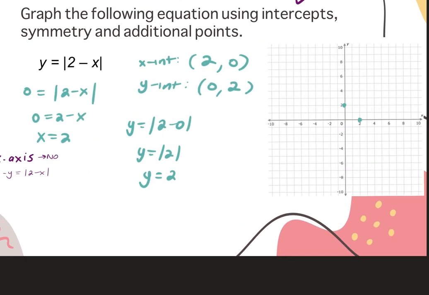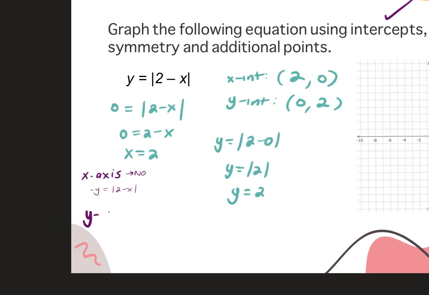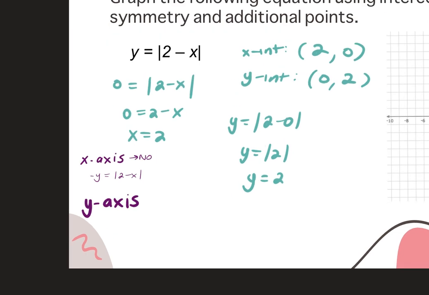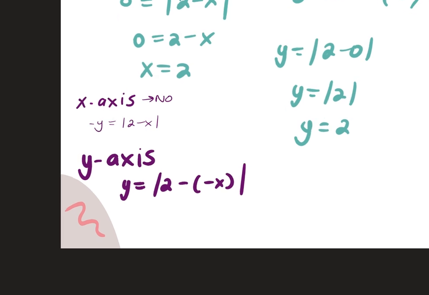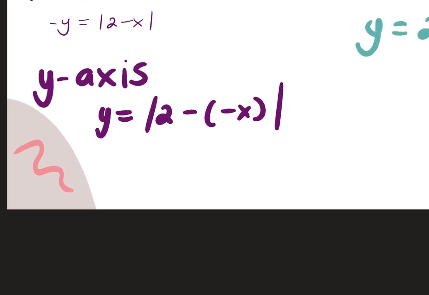Now I test for y-axis symmetry. And to do that, I make my x negative. What happens to 2 minus a negative x? It becomes positive.